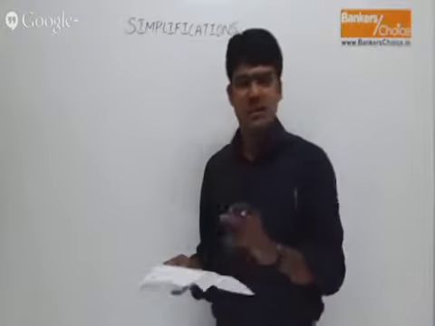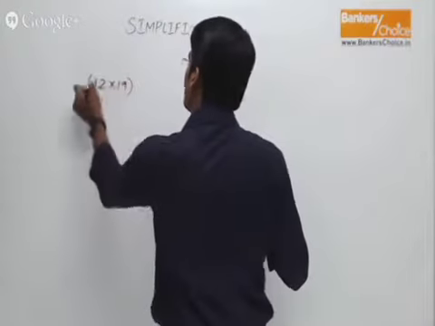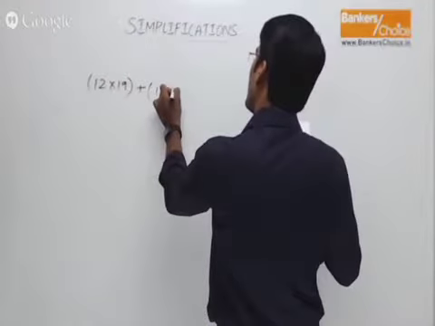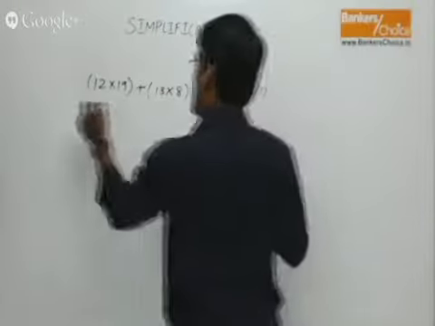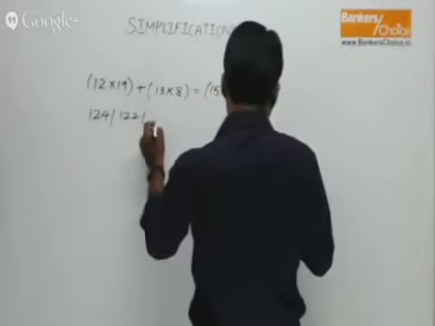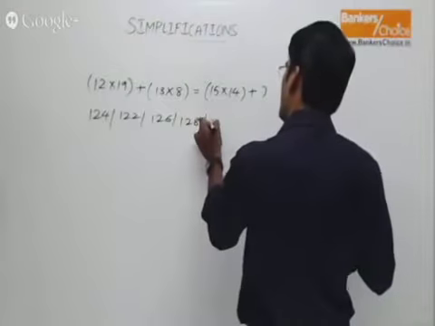Let's take the next question, which I'll write on the board. 12 into 19 plus 13 into 8 equals 15 into 14 plus question mark. So options are 124, 122, 126, 128, fifth option none.